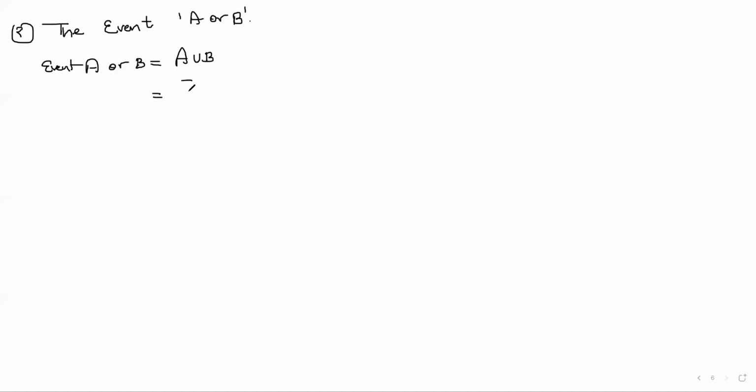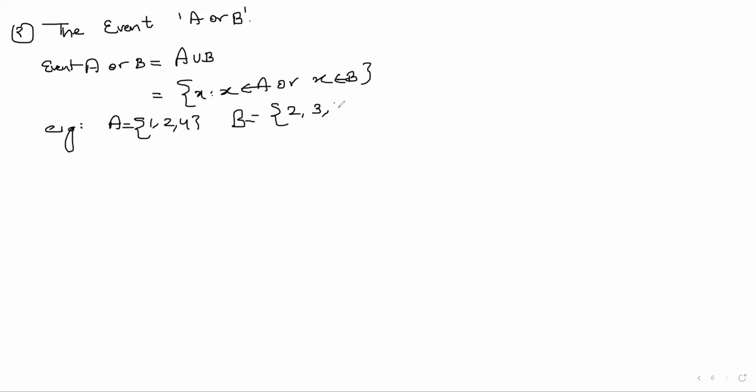And what is this A union B? This means X belongs to A or X belongs to B. For example, if we have two events, let A be 1, 2, 4 and B be 2, 3, 4. So what is A union B? How do we find A union B in sets? First of all, write the common values. So 2 is common, so write 2 a single time.